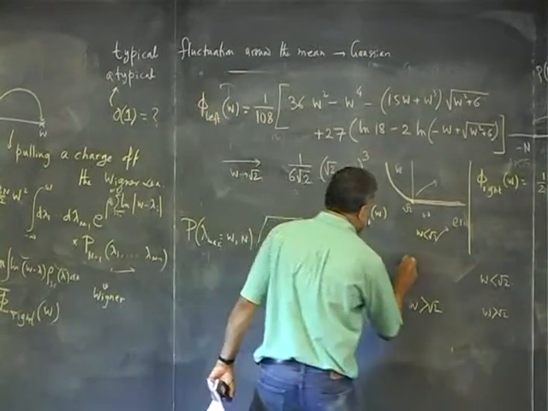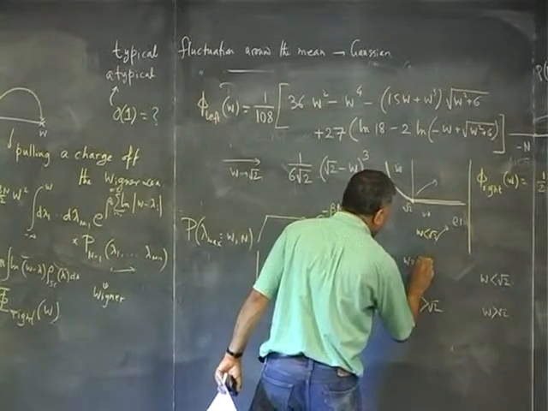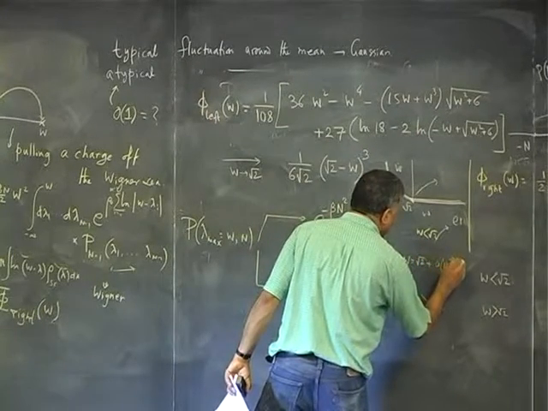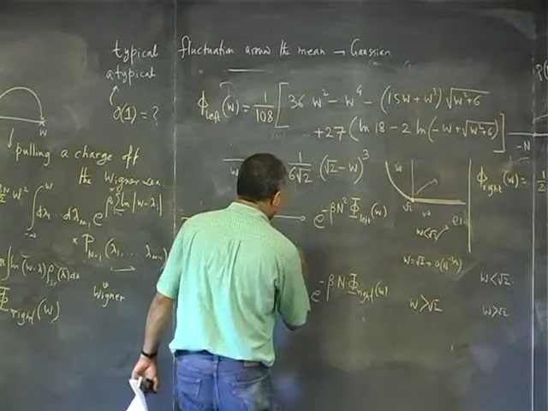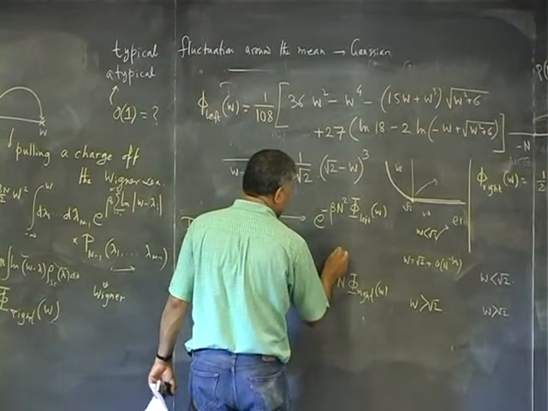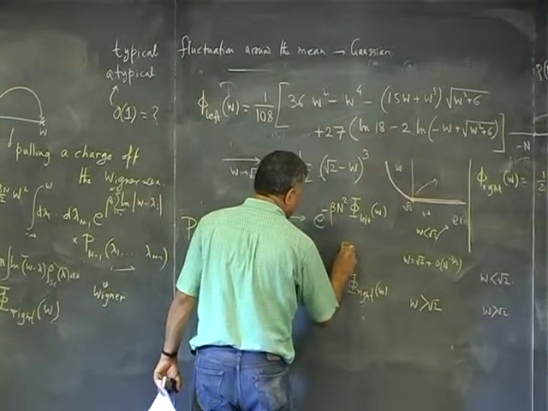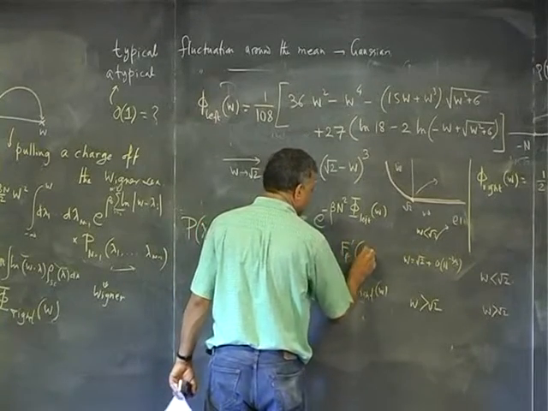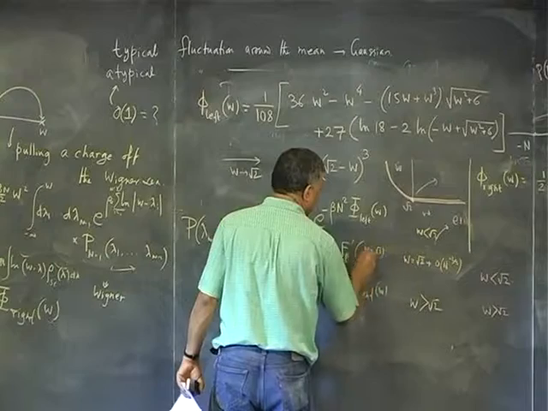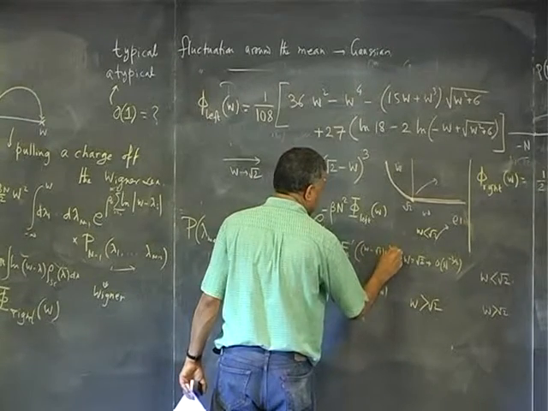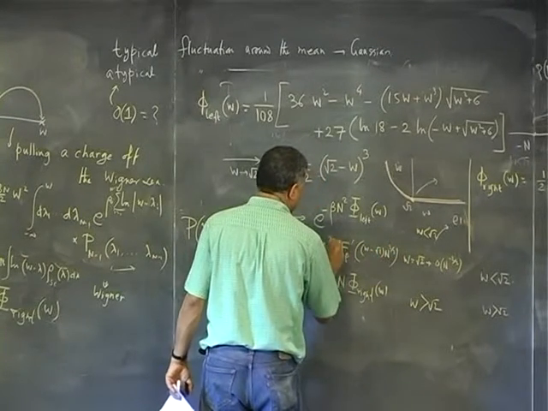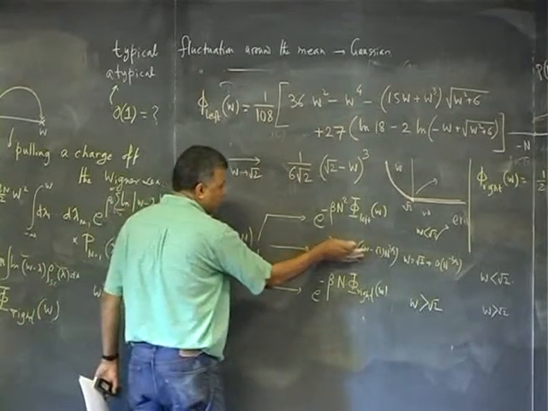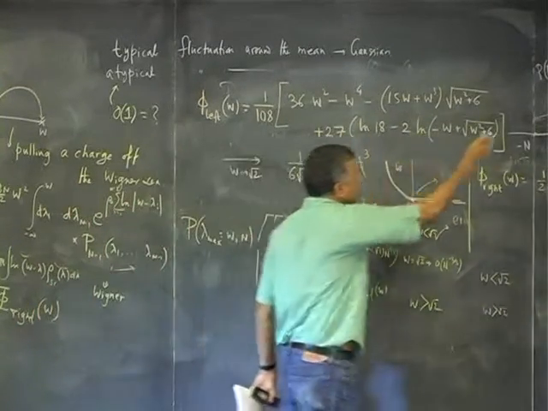And then in between, when W equals root 2 plus order n to the power minus 2/3, this middle regime is described by the Tracy-Widom function, which is this f beta prime of W minus root 2 times n to the power 2/3, times n to the power 2/3, so that's normalized. Okay, so that's the summary. This is the Tracy-Widom central part, the analog of the Gaussian part here.